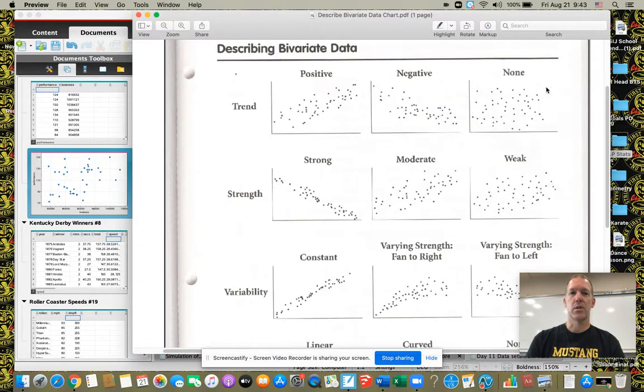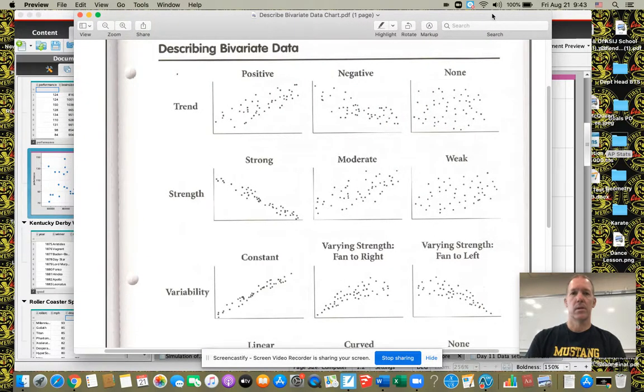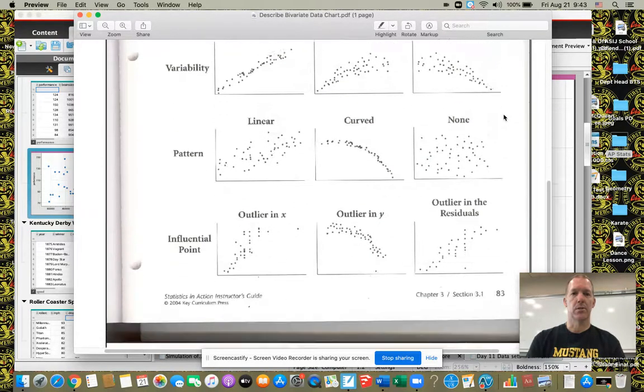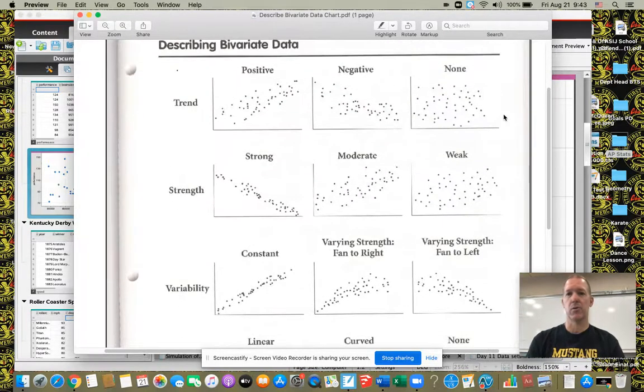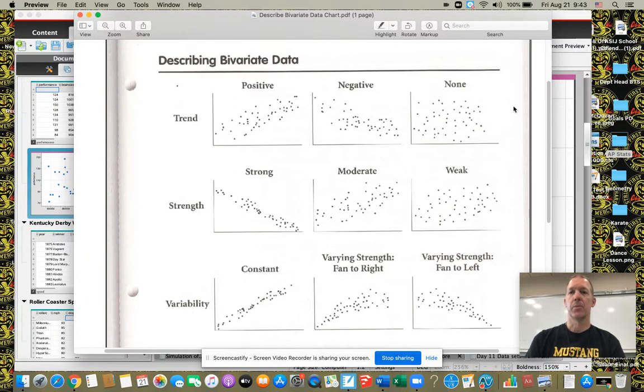We do have this sheet. It's in the Google folder. You can find it there in the notes and stuff. It's a kind of shorthand way of how do we describe bivariate data. Remember when we did univariate data, one-dimensional data, we had the big three. We had center, shape, and spread. When you do bivariate data, it's the same thing. There's a little more to it, but it's almost the same.